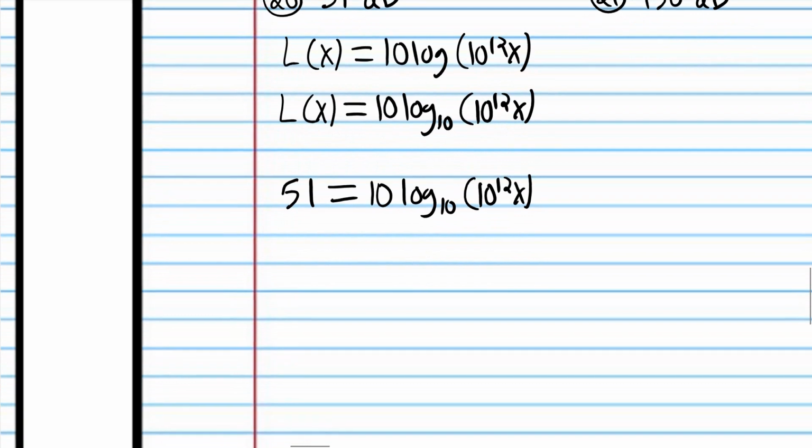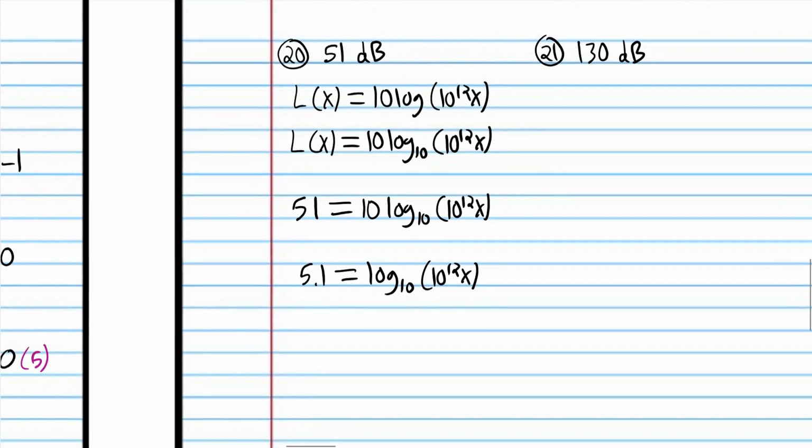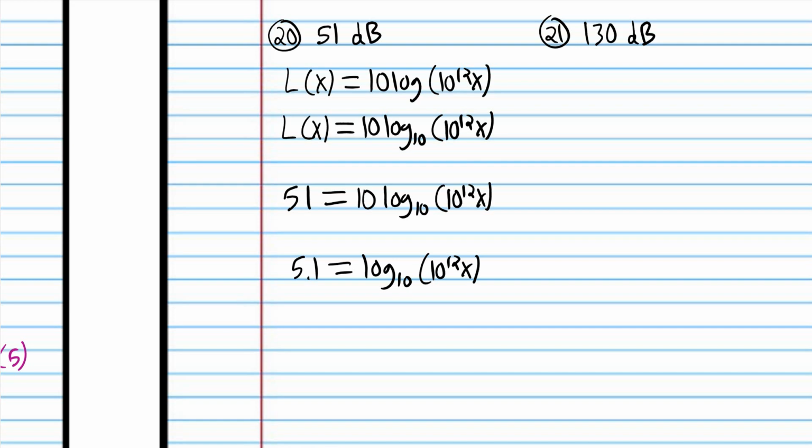So now we're going to divide both sides by 10, and we get 5.1 is equal to log base 10 of 10 to the 12th times x. Well, now we can't do anything. We're stuck unless we translate to an exponential equation. So remember, this number is always the base, and this number is the exponent. Whatever the logarithm is equal to, that's the exponent. And whatever's in the log function goes on the other side of the equation.